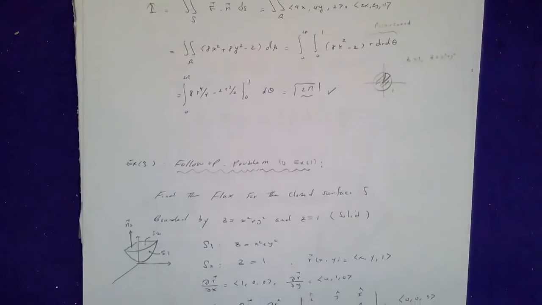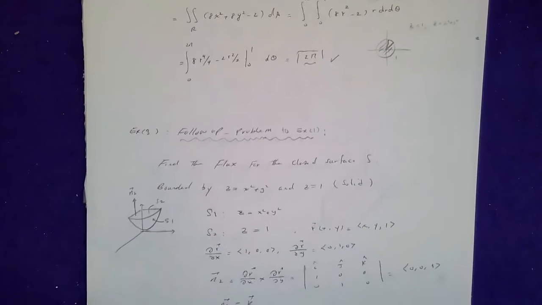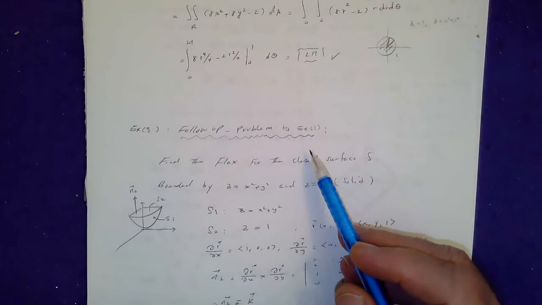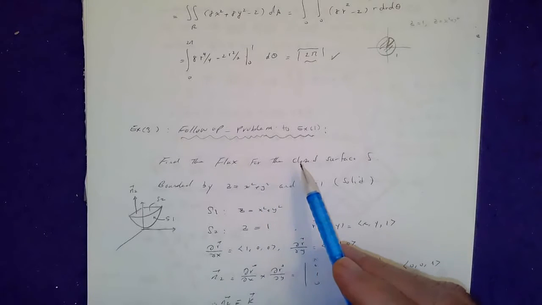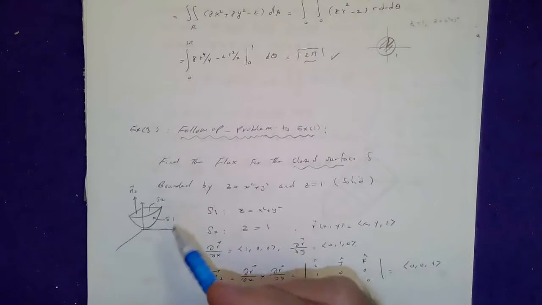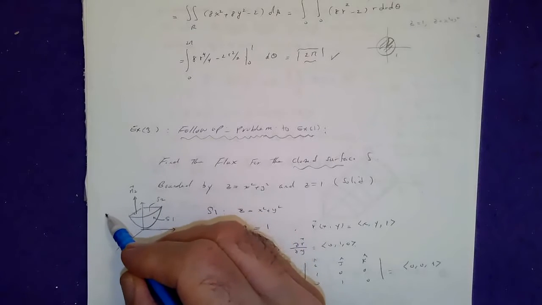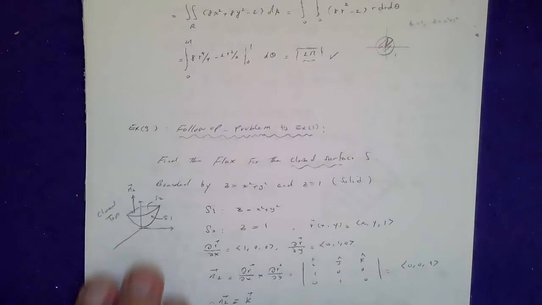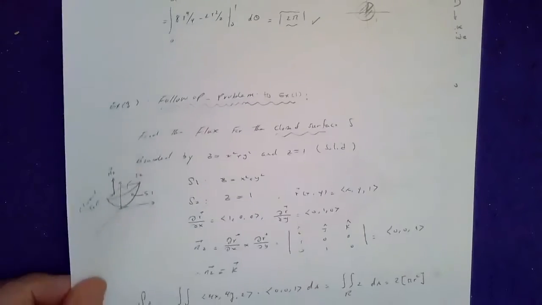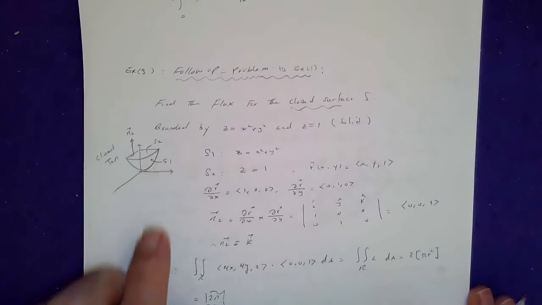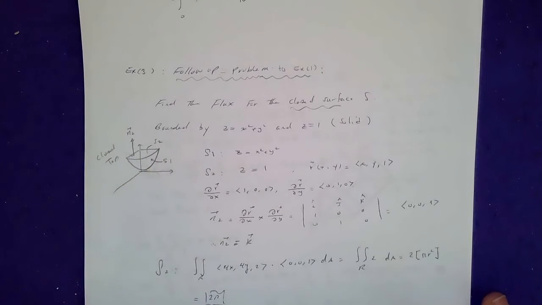Do you see it? Now, a follow-up to that problem. Same problem, but the follow-up. Now the question is find the flux for the closed surface. So that means now the top is closed. Same problem, but closed top. Is that right? So we put a lid on it. So the question is now what would be the flux, the amount of, let's say, fluid crossing this closed surface, which is a solid.